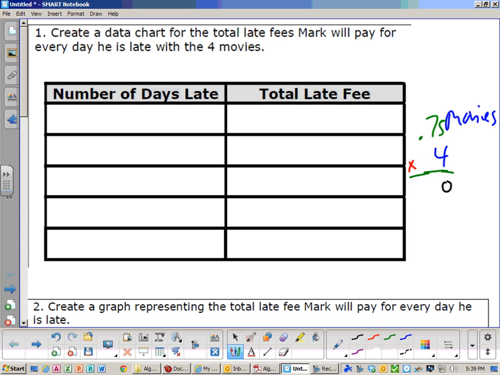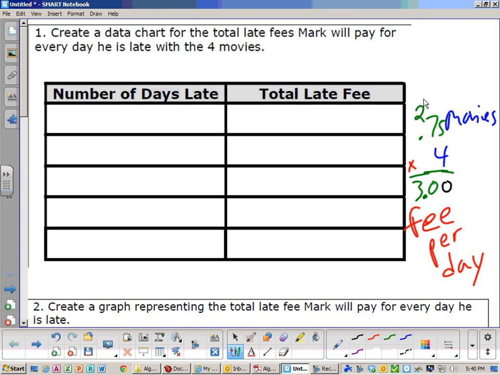4 times 5 is 20. 4 times 7 is 28. That's 30. Oh, I shouldn't do that. Drop down the decimal. I got 3. So basically, it's $3, right? That is the fee per day. Fee per day. Right. So you get a $3 fee per day.